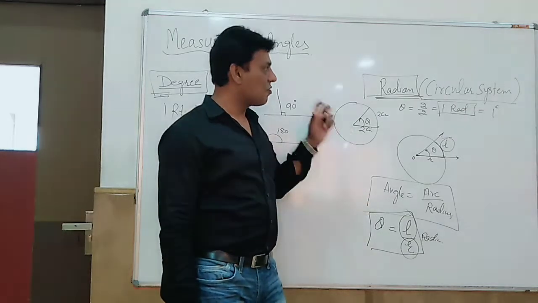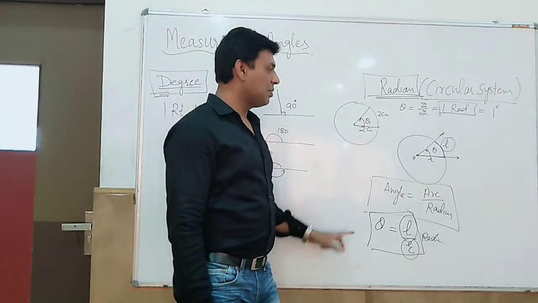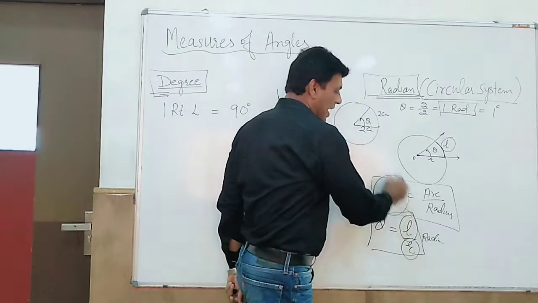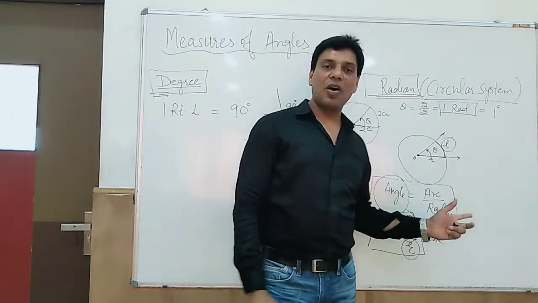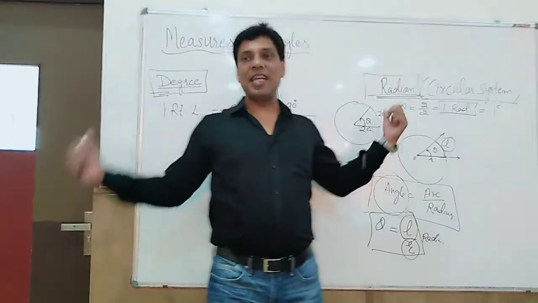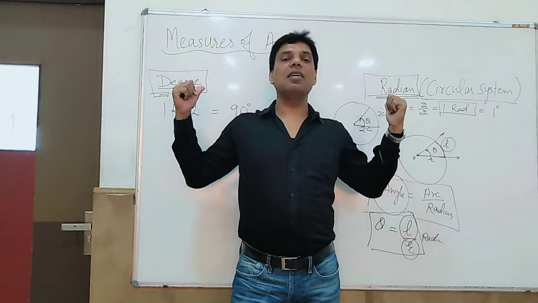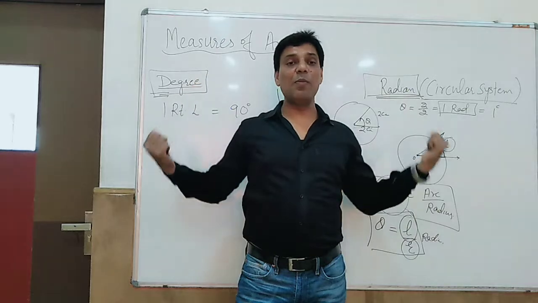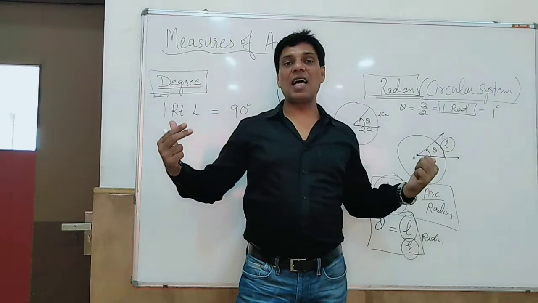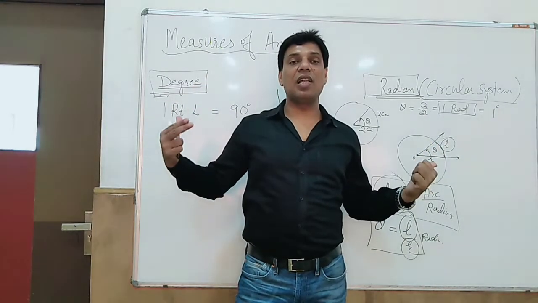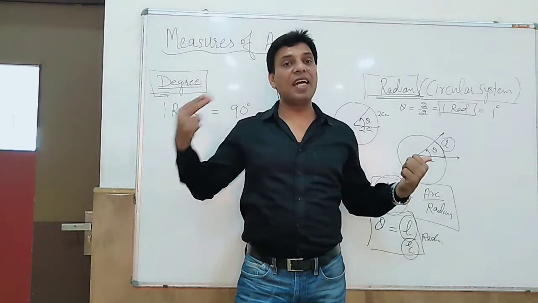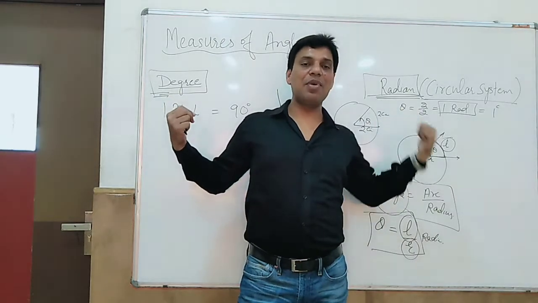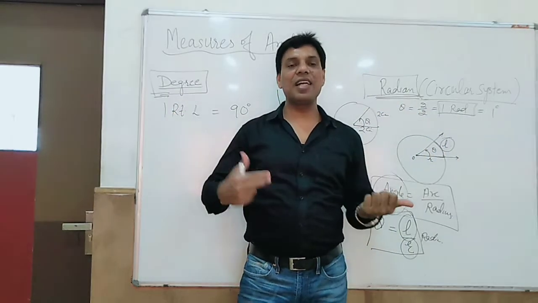I am repeating, in this system the formula for angle is equal to arc upon radius. Now we will study the conversion of these two, I mean how we convert degree into radian or vice versa, because it is very important to know. In bigger classes, in class 11 and class 12, you will have to deal with angle in radian. So you have to convert degree to radian and sometimes radian to degree. To understand it, keep watching.